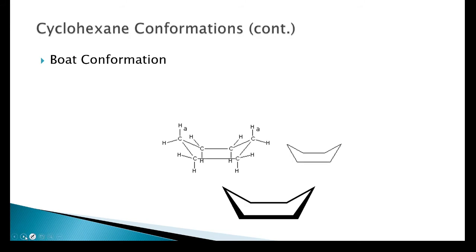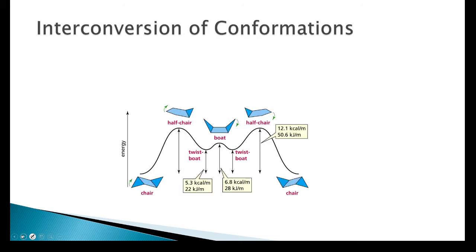And we also have the boat. So we'll just put a little flag here for our boat. And those are two conformations that our cyclohexane could sit in. And they transition from boat to chair and chair to boat and everything like that. Well, which one is the most stable? Well, let's talk about it.